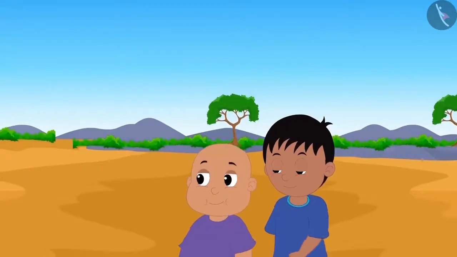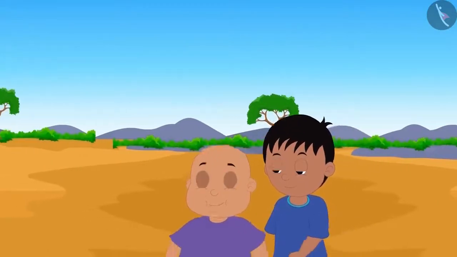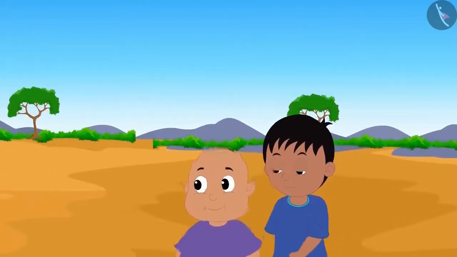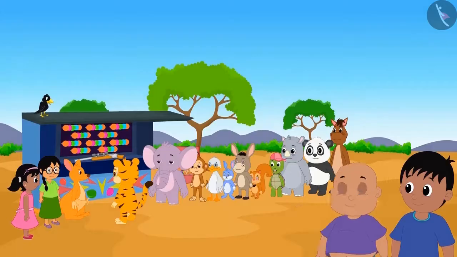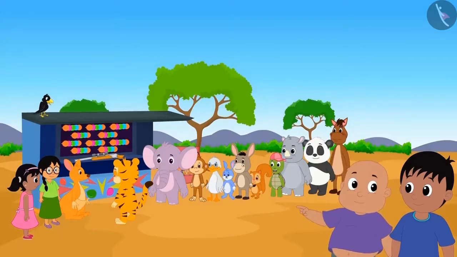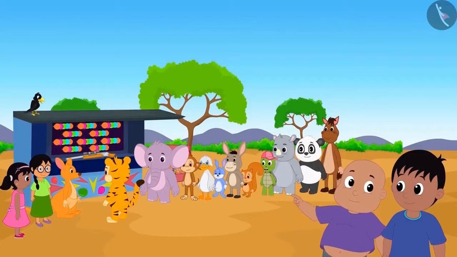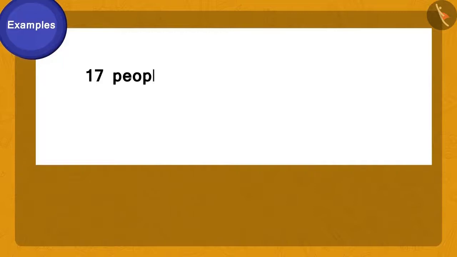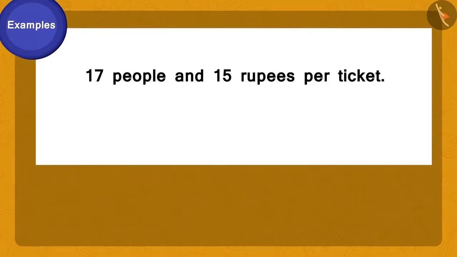While going around the fair, Raju and Bablu stopped at the game stall, which had the balloon bursting game. Bablu asked Raju, why not buy tickets for themselves and for their friends to this game? Bablu and Raju counted the number of people. Including both of them, there are 17 people. The cost of one ticket for the balloon burst game is 15 rupees.